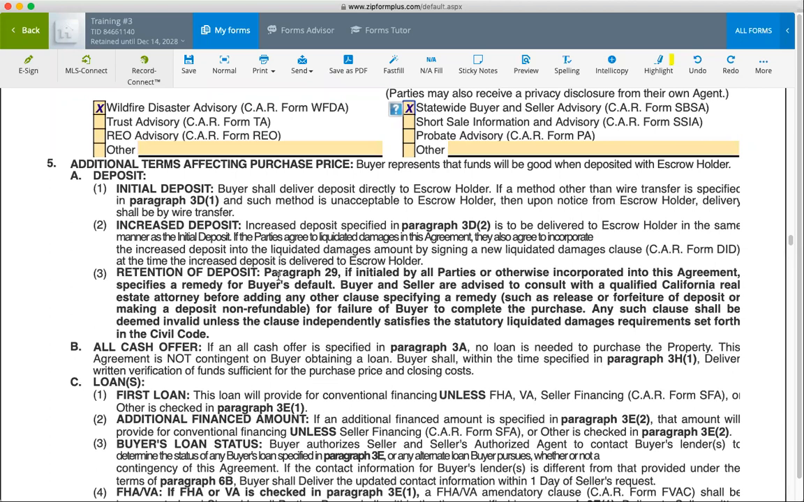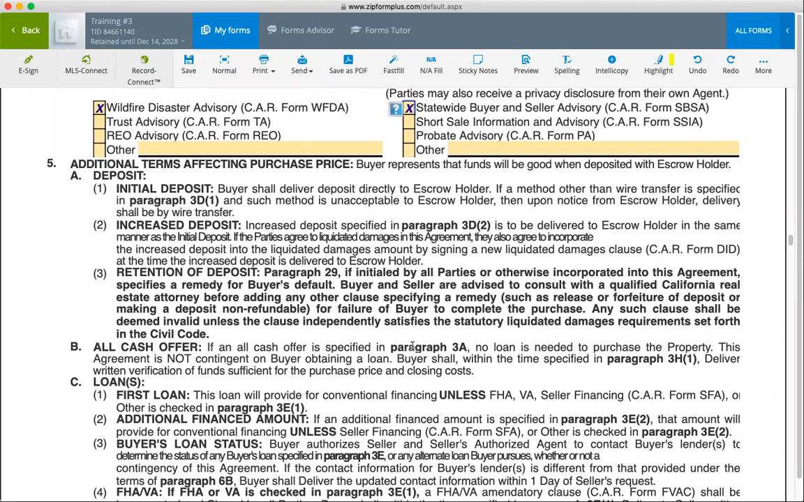So if paragraph 29 is initial, that's the liquidated damages paragraph. And then this is an advisory about that: who gets to retain the deposit in the event of a cancellation. So that's an important thing to know. We'll get to that when we get to paragraph 29.